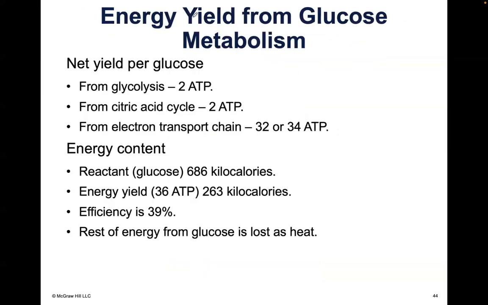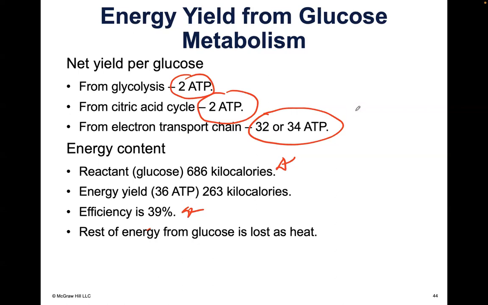Now the energy yield from glucose metabolism: the net yield from glycolysis is 2 ATP. The net production of ATP from the citric cycle is 2 ATP. But from the electron transport chain, we'll have 32 or 34 ATPs. So what is the energy content of these ATPs? The reactant, which is glucose, has 686 kilocalories. The energy yield is 36 ATP, which is 263 kilocalories. So the efficiency is only 39%, and the rest of the energy from glucose is lost as heat.